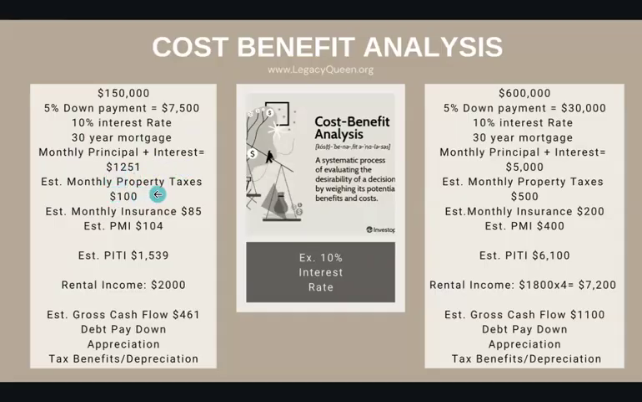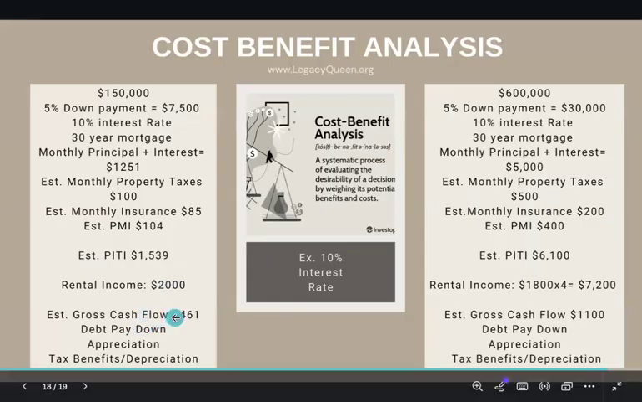My property taxes, that varies, right? In the same city or the same state, you can have different property taxes. In this area, they're more expensive. In this area, it's not. All right. I'm saying $100 monthly insurance. I'm saying $85 for taxes, and then because I didn't put down 20%, I'm saying I'm paying PMI, which is mortgage insurance, which is around $100, right? So altogether, I'm paying $1,539. Those are my expenses. If I'm able to rent that property out for $2,000 a month, that means 2,000 minus 1,539 equals $461 a month of gross cash flow.